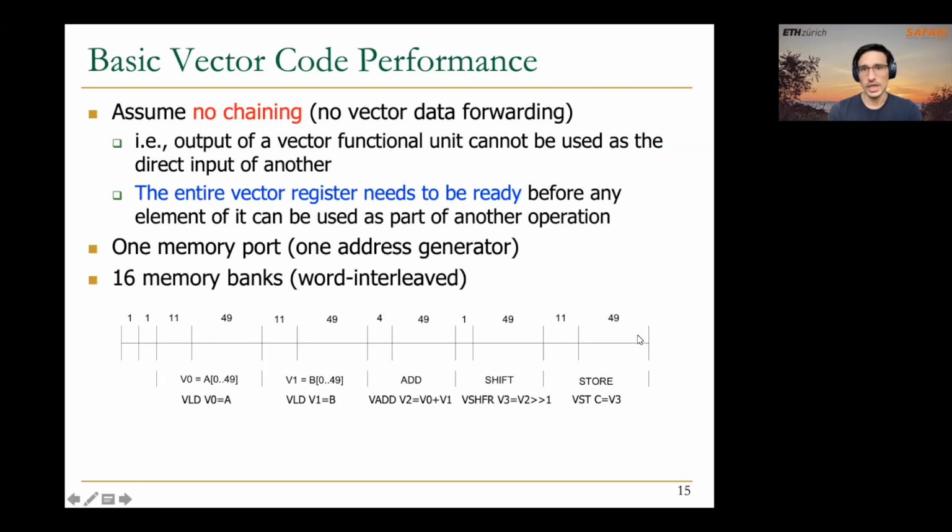In this case, the latency of the add instruction is 4 cycles. Because this add unit is a pipeline unit, we have to wait 4 cycles for the first addition to complete, and then we will have the result of the successive additions in the next cycles. And here we have the shift, and finally we have the store operation. So in total, this operation on 50 elements will take 285 cycles. But we want to try to make this more efficient.